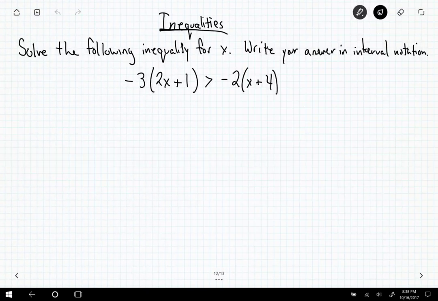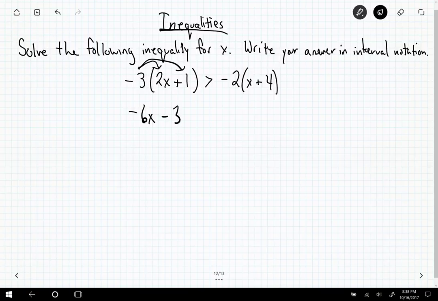Alright, so now let's get into inequalities. Solve the following inequality for x, and then we want to write our answer in interval notation. So how do we go about doing this? Well, first things first, just like if this were an equal sign, we want to start trying to get all the x terms on one side and everything that's not an x on the other. So what we'll do is we'll distribute the negative 3 to both terms. So you get negative 6x minus 3 is greater than negative 2x minus 8.